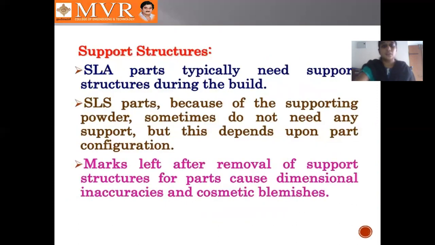These are the different types and processes of SLA and SLS. Supported by powder, SLS sometimes does not need any support, but this depends on the configuration of the materials. Up to now we have discussed three units. The first unit is rapid prototyping systems, the second unit is solid based rapid prototyping systems, and the third unit is powder based rapid prototyping systems.